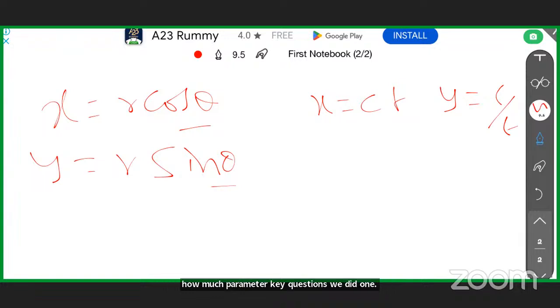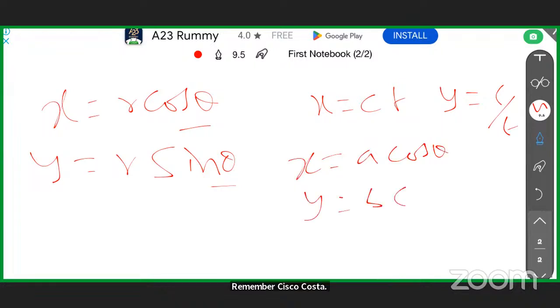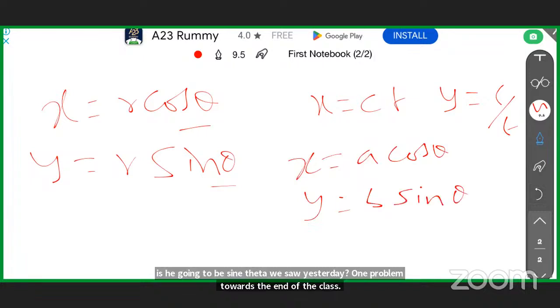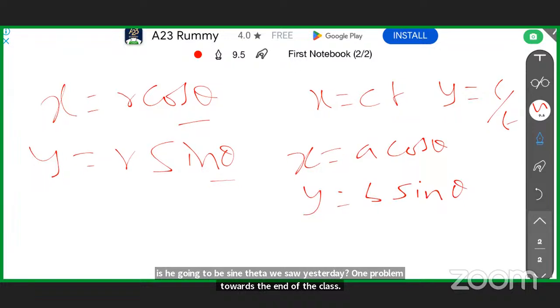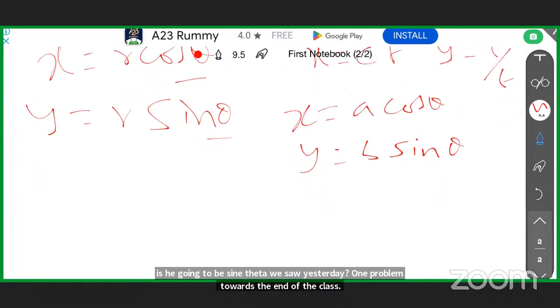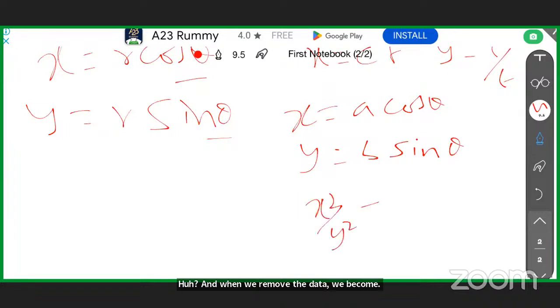Remember? We got x square by a square plus y square by b square is equal to 1, where we had x is equal to a cos theta, y is equal to b sin theta. Remember, we solved this problem yesterday towards the end of the class. And when we remove the theta, it becomes x square by a square plus y square by b square is equal to 1.